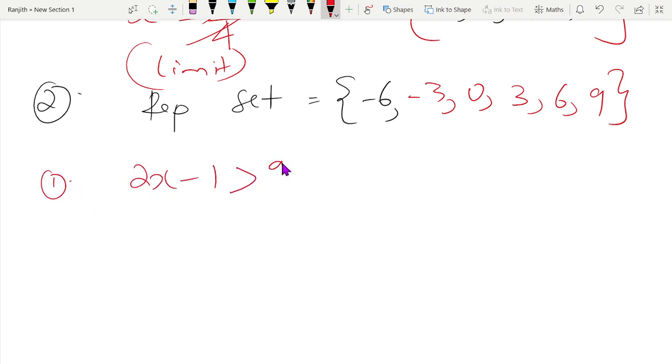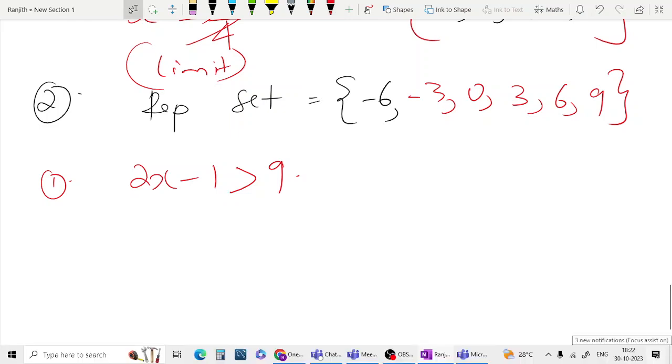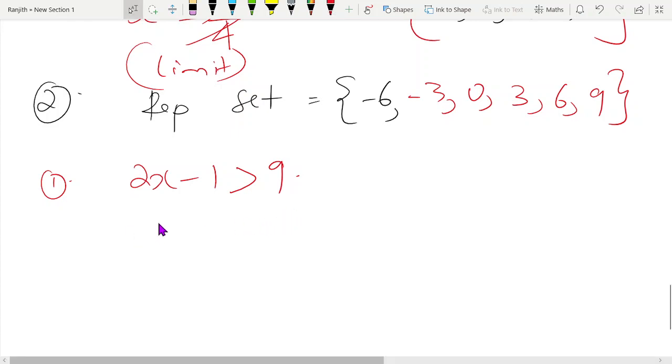2x minus 1 is greater than 9, and you'll have to do the second question for homework. Okay, sir. Did ma'am do all the questions in 15A? Is anything cancelled? She did all the questions, sir. Nothing is cancelled, right? Yes, sir. Try the first one. What's the answer for this? 2x minus 1 goes the other side.